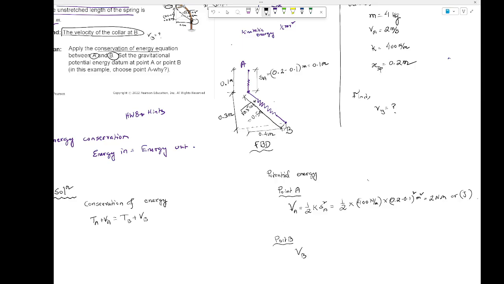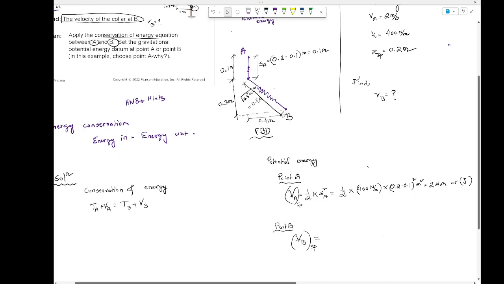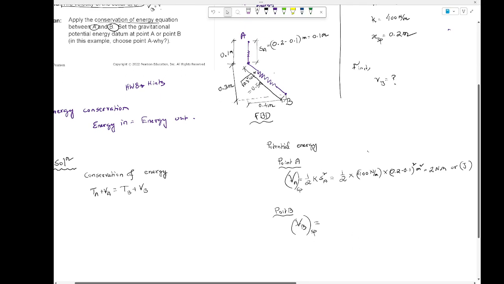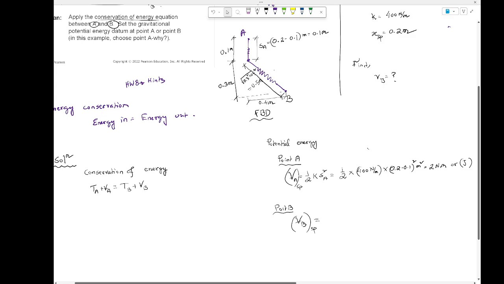So you can say spring energy. Again, don't get confused with this V and velocity. This V is a symbol that we use for potential energy, right? So VB again, for gravity, there are two forms at point B. We know gravity is mgh, and the spring one is half of k s B squared.